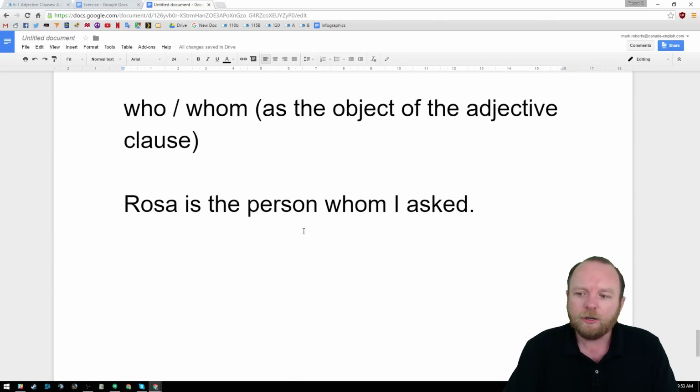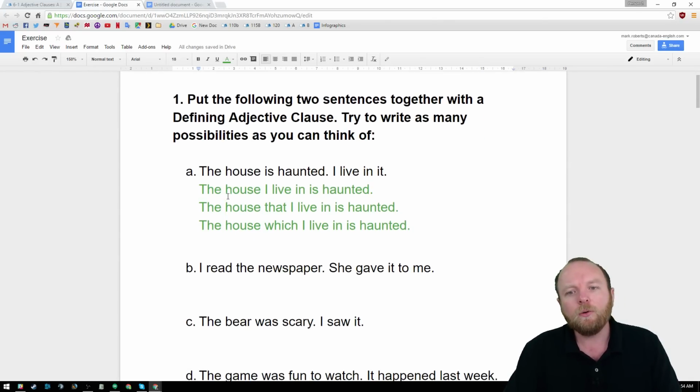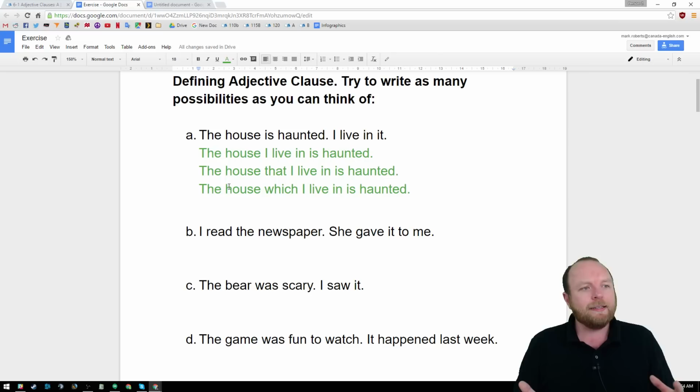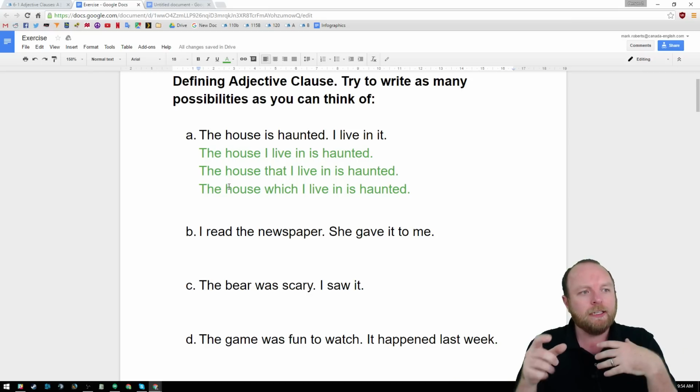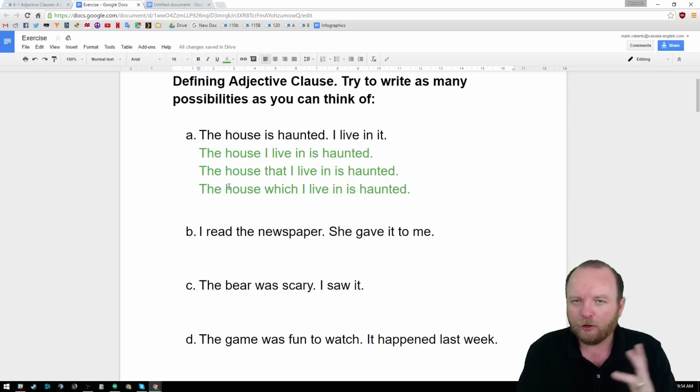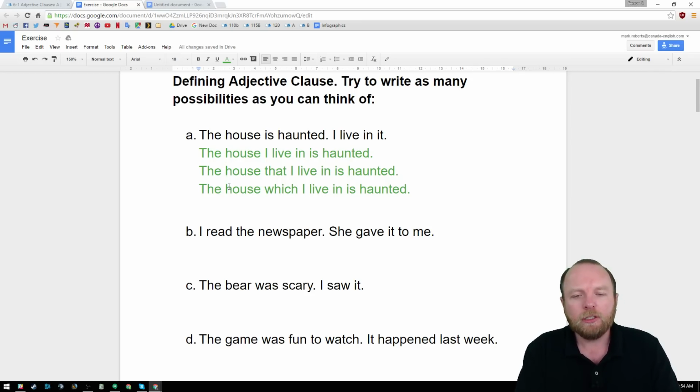So let's try to do an exercise before we finish. Okay, guys, let's try to put these sentences together. If it's not clear for you, please turn on the HD if you can, if you're on Wi-Fi, right? Okay, so let's try to put these together.